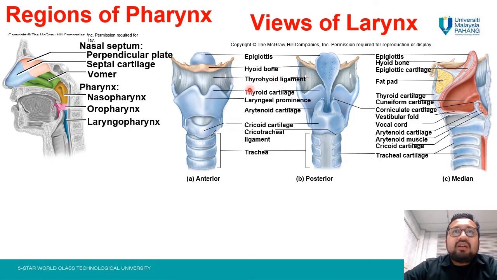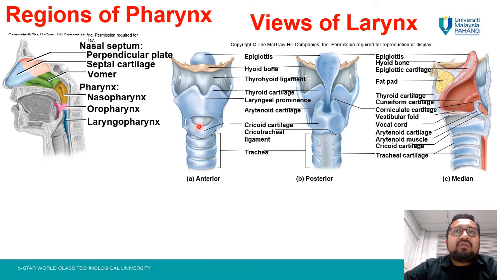Here is the hyoid bone. Then we've got the thyrohyoid ligament from the thyroid cartilage to the hyoid bone. Then we've got the laryngeal prominence. This is the Adam's apple. This is the anatomy of the larynx. And then we've got the arytenoid cartilage.